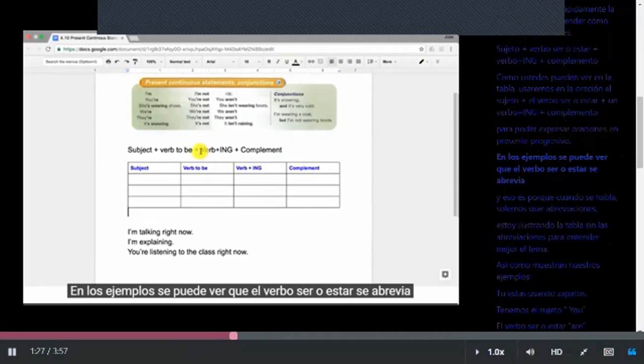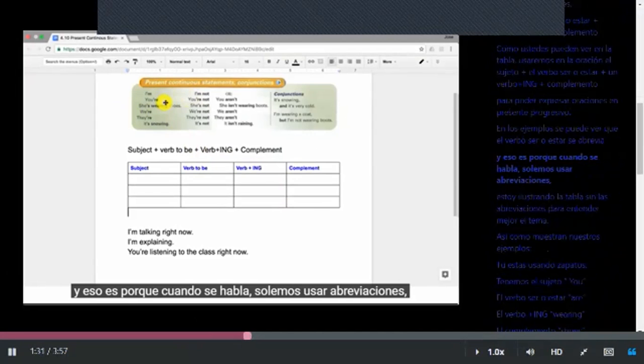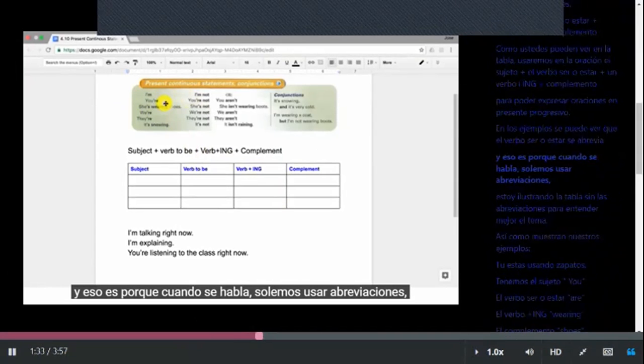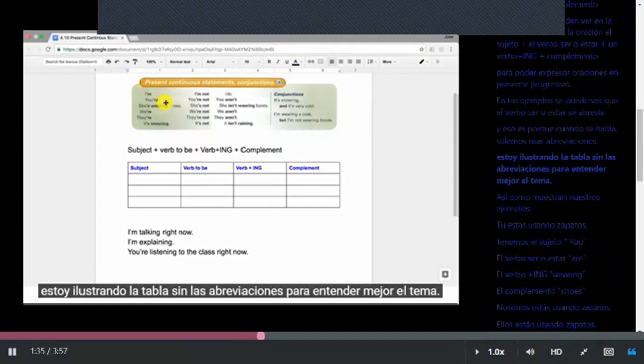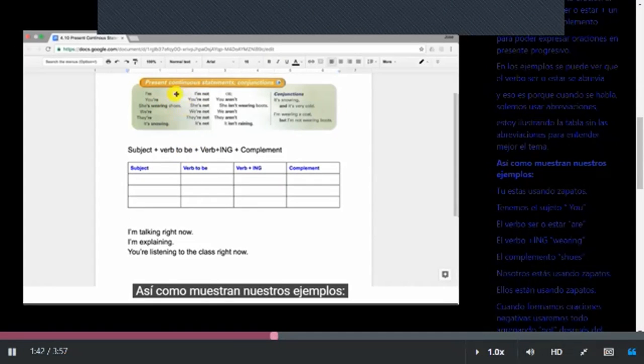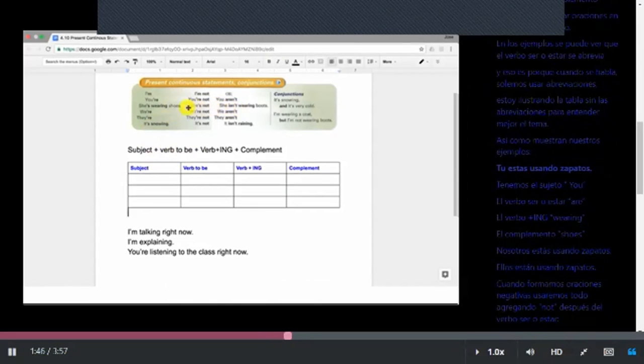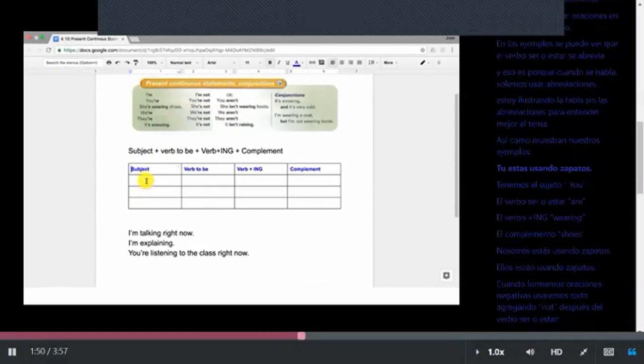On the examples, you can see the verb to be is contracted, and that's because when spoken, we typically use contractions. I'm illustrating the chart without the contractions to better understand the topic. So, as our examples show, you're wearing shoes. Okay. I'm going to go ahead and write that here.